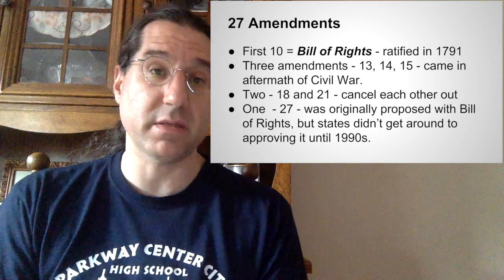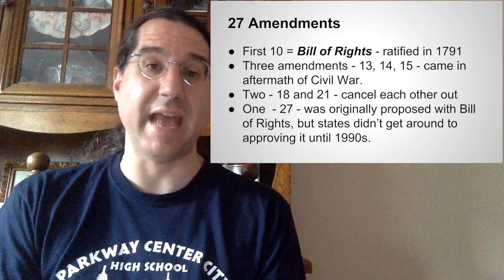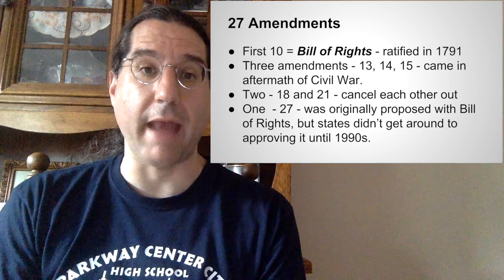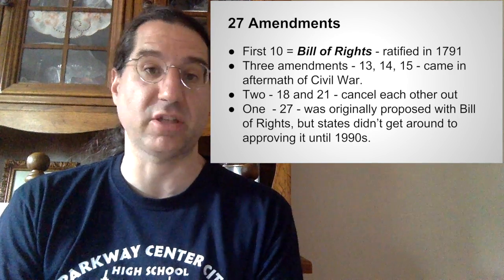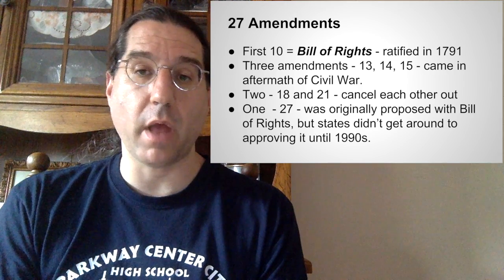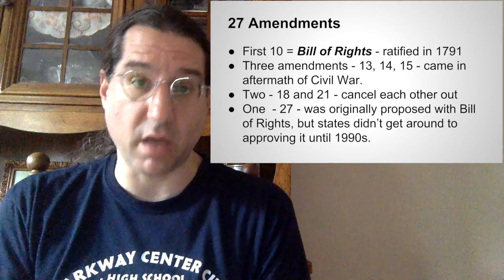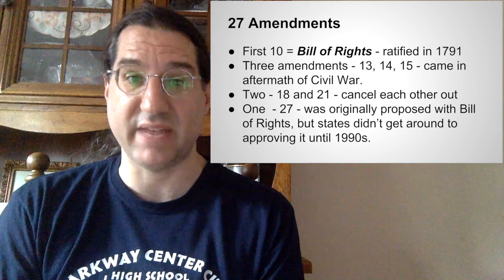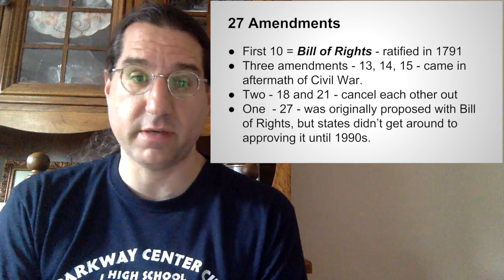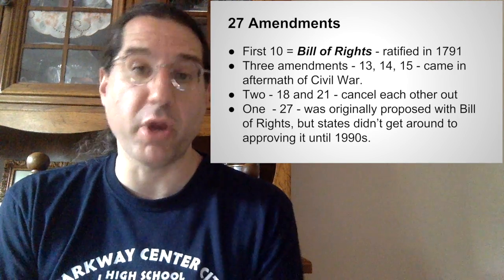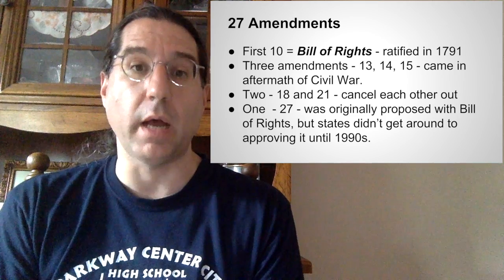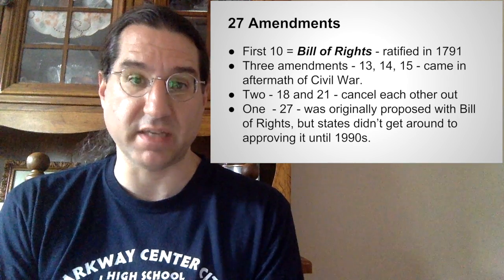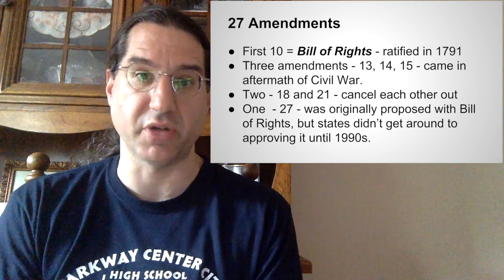Then you have 2 amendments that actually cancel each other out. You have the 18th Amendment, which prohibited the manufacture and sale of alcohol. And then you had the 21st Amendment, which canceled that out and undid it. And then the most recent amendment, the 27th, was originally proposed back in the 1790s with the other 10 amendments of the Bill of Rights, but 3/4 of the states didn't get around to approving it until the 1990s. So it's our most recent amendment, but it was originally written more than 200 years ago.